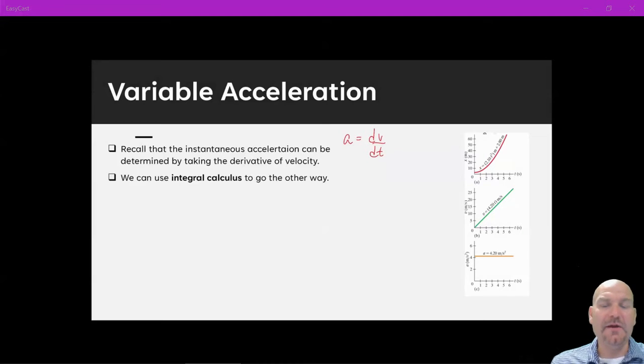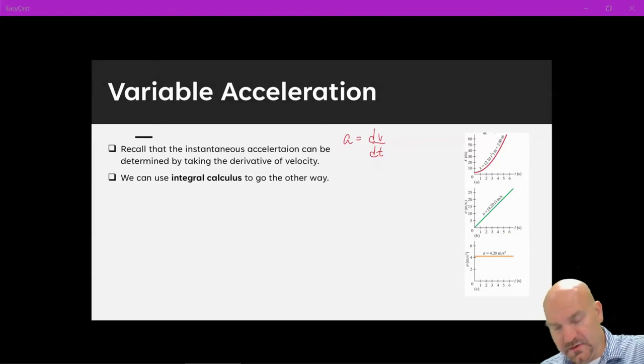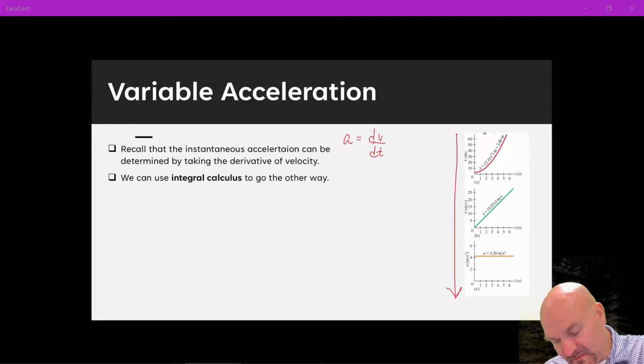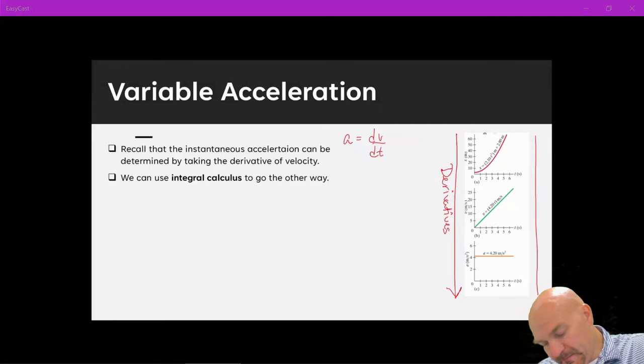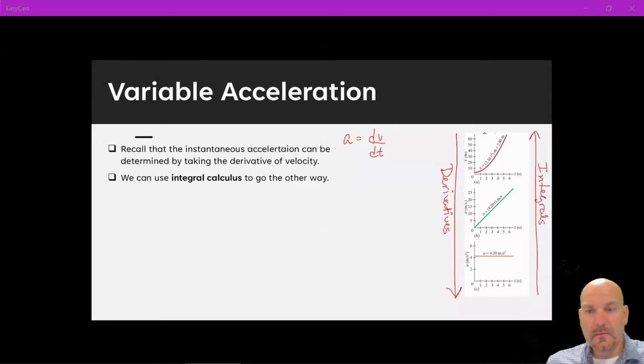Now we can use integral calculus to go the other way. In fact, if you look at our graphs here, if I go down the graphs, that means I'm taking derivatives. So it's a nice transition from x is a parabola to v is a line to a equals constant. If I want to go the other way, I need to take integrals. Integrals are the other side of calculus.